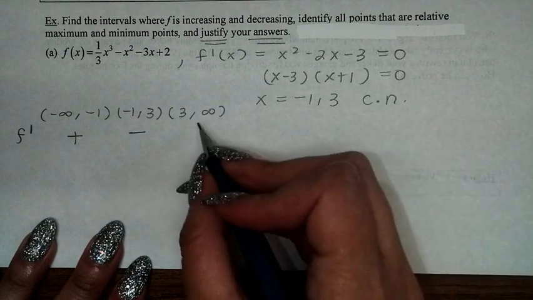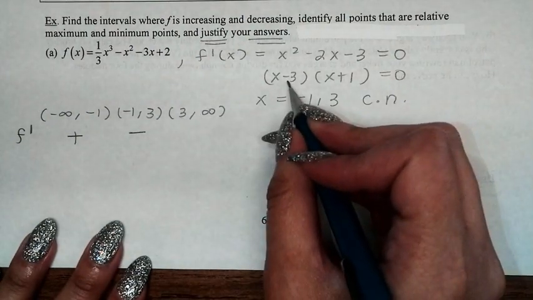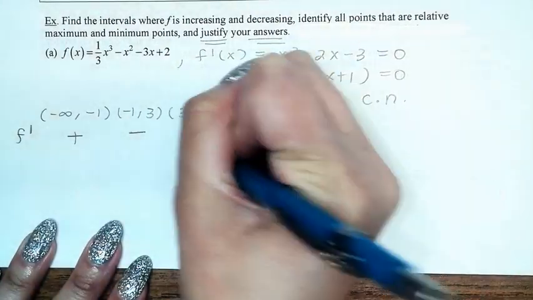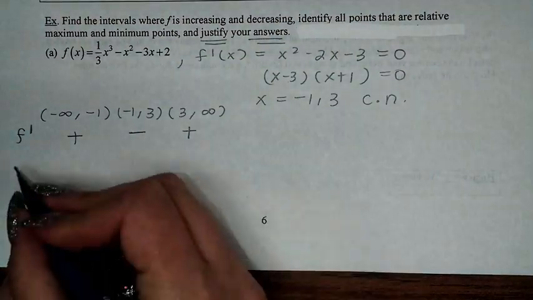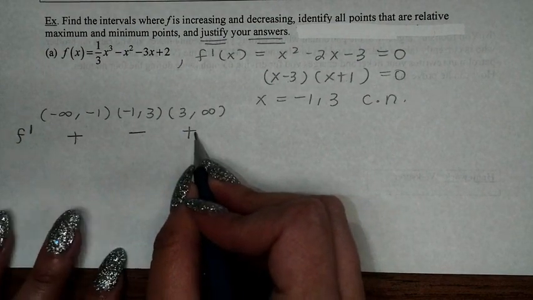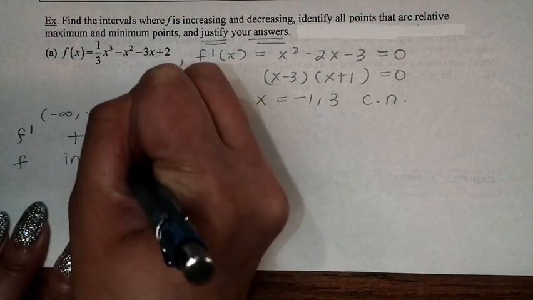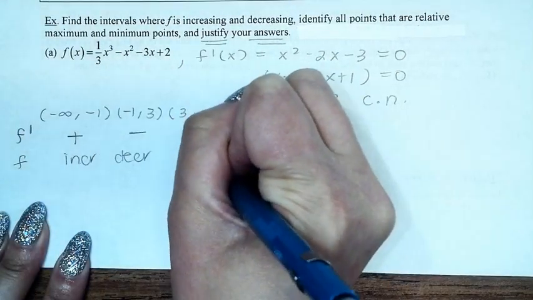Okay? If you plug any number in between 3 and infinity, I would plug 4. If you plug 4 here, that's positive. This is positive. Positive times positive, positive. So you have that the derivative in this interval is positive, in this one negative, and in this one positive. Meaning, what can you conclude for f? F is going to be increasing there, decreasing over here, and increasing here.